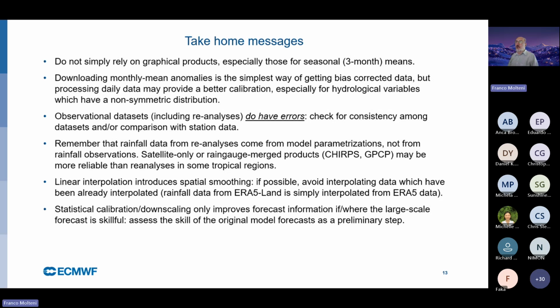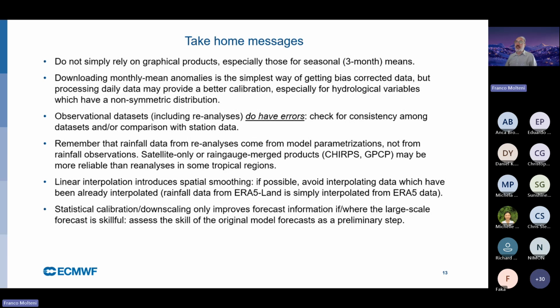Now, I've seen many studies where people have used the rainfall data from reanalysis. Remember that rainfall data from reanalysis come from model parametrizations and not from rainfall observations. I've seen a paper where they think that the ERA5 precipitation comes from satellite data. That's not true. They are produced by the model parameterization in very short range forecasts, essentially.